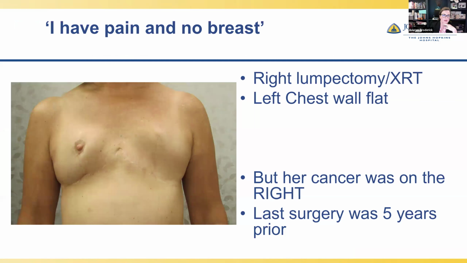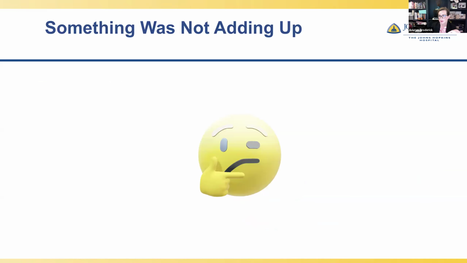I have another patient who had failed breast conservation. She showed up in my office and said, I have pain and I have no breast. She'd had a prior lumpectomy and radiation on the right side, but then the left side was completely flat. And it was very confusing to me because her cancer was on the right side. So I was trying to figure out what happened to her left side. And her last surgery had been 5 years before, and she had not been back to a plastic surgeon. So I said, something's not adding up.